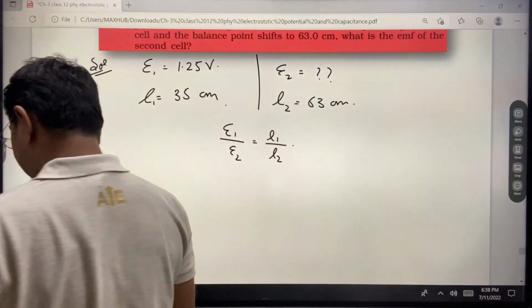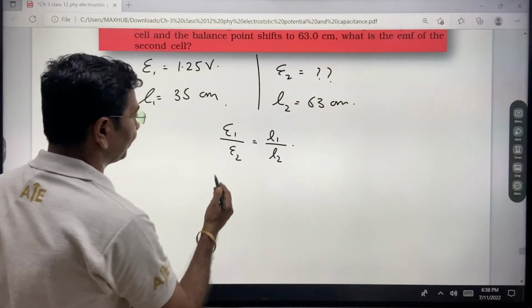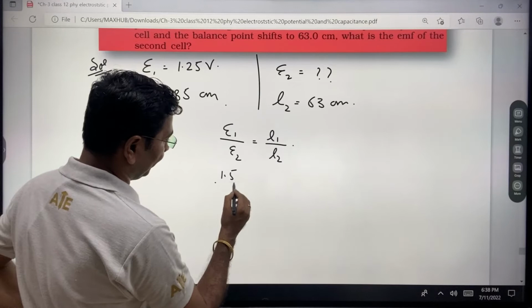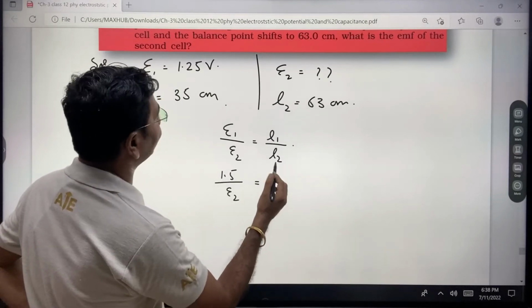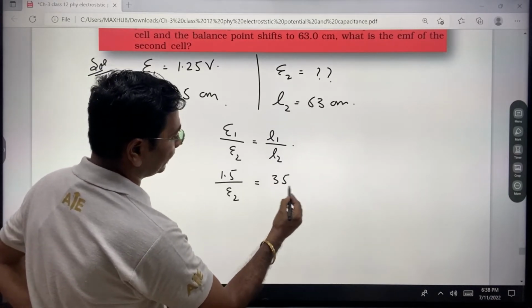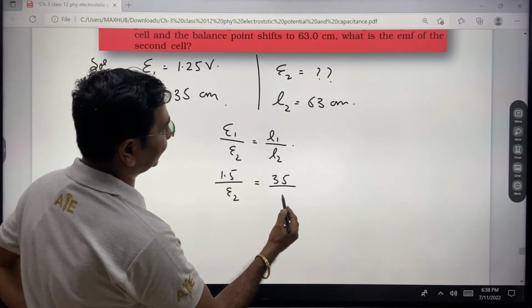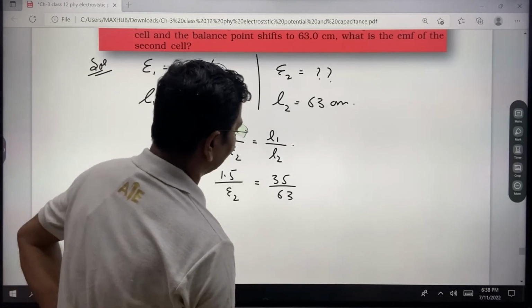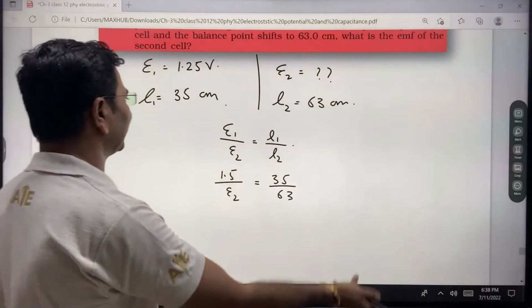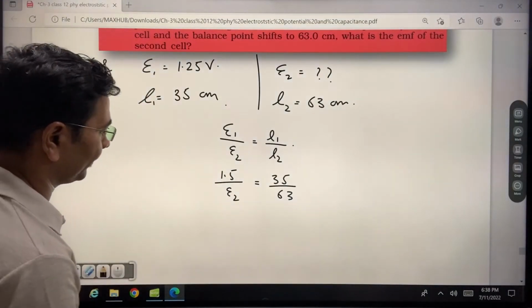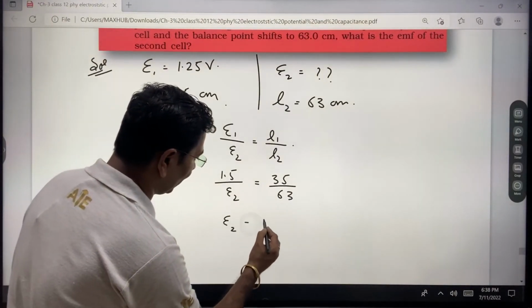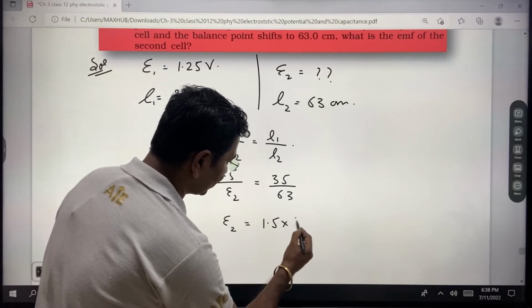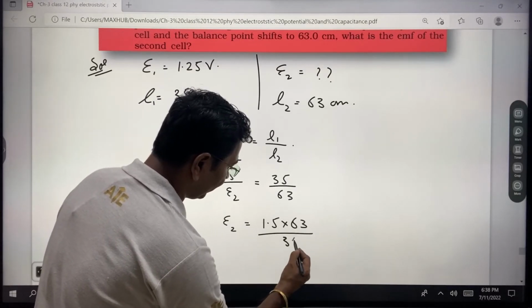तो बोलिए, so 1.5 upon E2, and that will give rise to L1, that is 35, and this is L2, which is 63 centimeter or meter. If you convert it in meter, you get cancelled out, so problem नहीं है. So what is E2 then? So E2 will come out to be as 1.5 into 63 divided by 35.